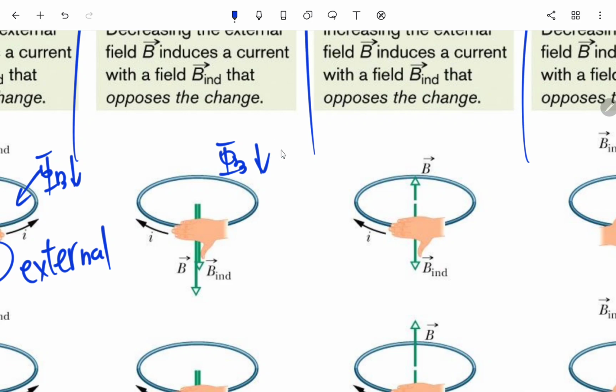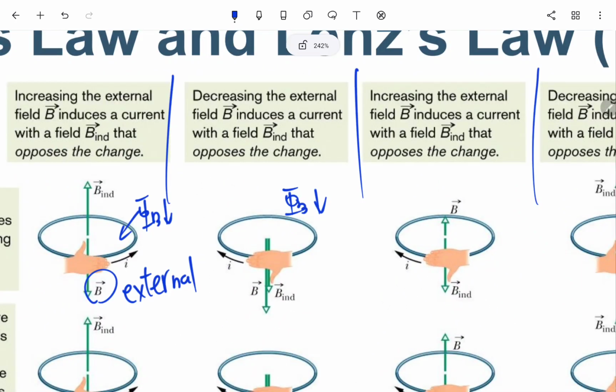Okay, so the change is like we have something pointing upward, canceling part of this B. Okay, so the B induced this time will be pointing downward to cancel this change. So in this way, B induced is pointing downward. Okay, and still using the right hand rule, you can see that the I should be like clockwise to generate this B induced. So this is the second case.